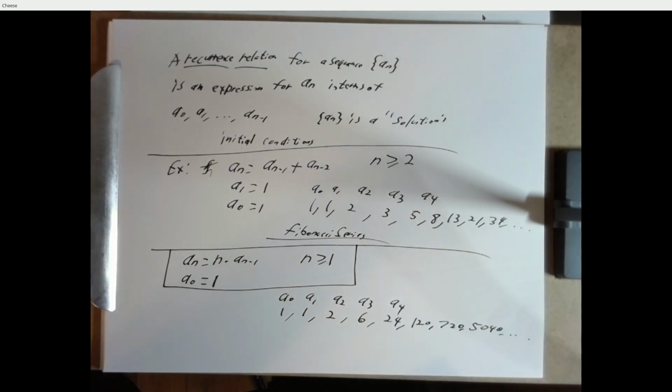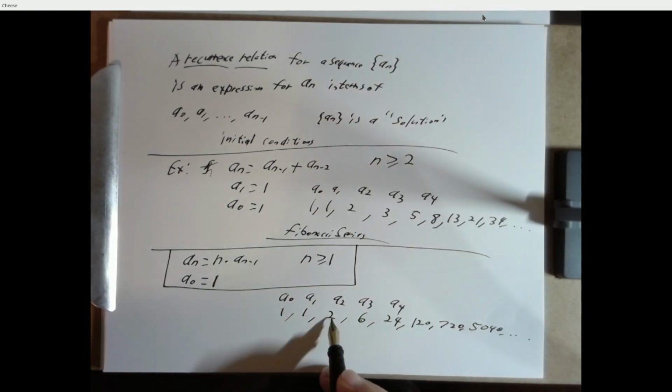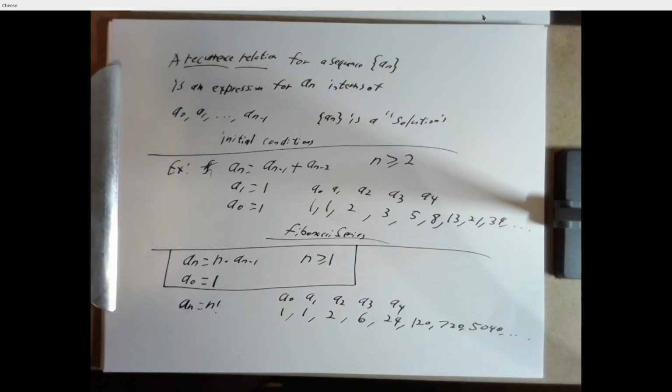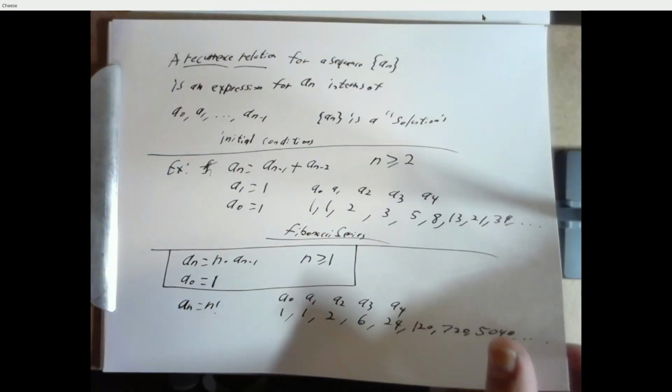And you may recognize this as simply being n factorial. This is 1 factorial, 2 factorial, 3 factorial, 4 factorial. So an is actually equal to n factorial. And factorials are a really powerful concept. They pop up in all kinds of unusual, unexpected ways. But this is a recurrence relation defining factorials.